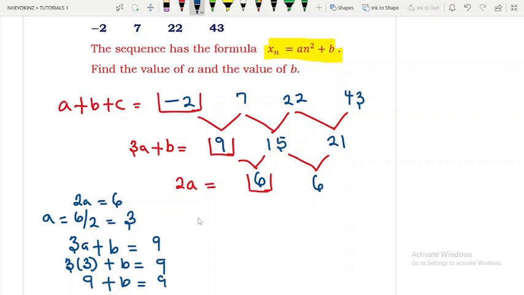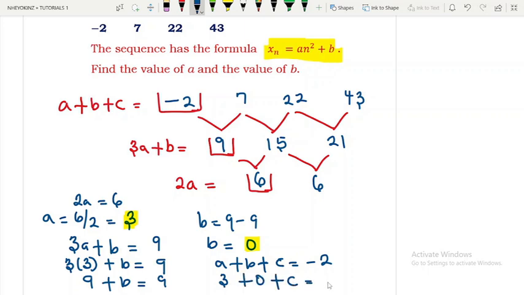If you collect like terms, b is equal to 9 minus 9. So the value of b equals 0. So here a is 3, b is 0. So let's go ahead to solve for the third. So a plus b plus c equals minus 2, right? So substitute the value of a and b so that we can solve for the unknown c. So here a is 3 plus b is 0 plus c equals negative 2. Can you see that?